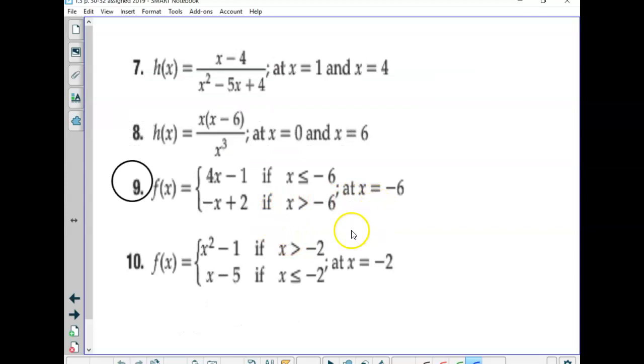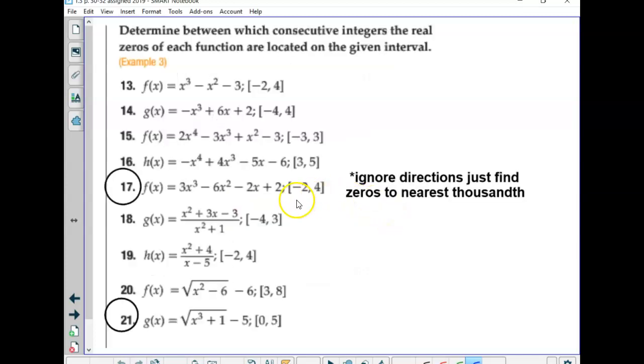The next book problem is this one. What are we going to do here? Yes, if I put a -6 up here, I think I get -25. If I put a -6 down here, I get 8. So no, it's not continuous. It has a gap. No. Write them down. 17 and 21.